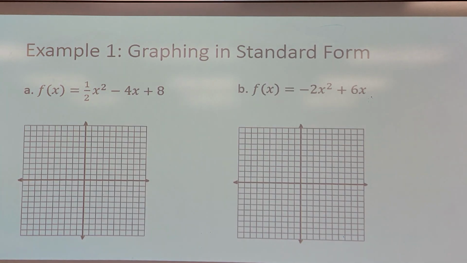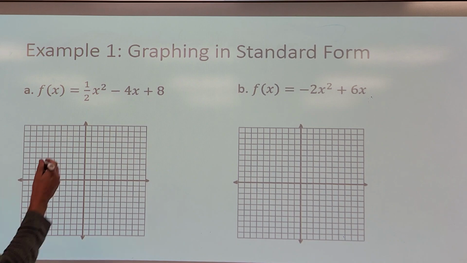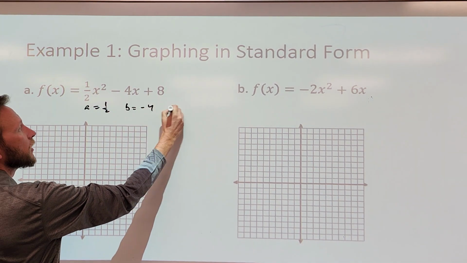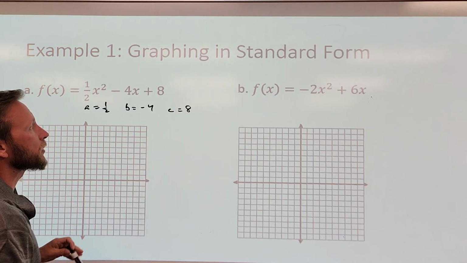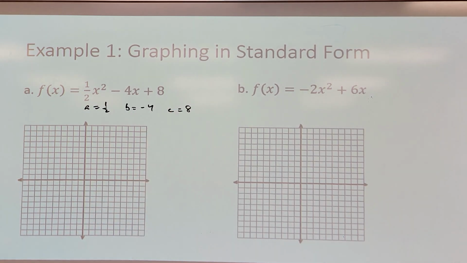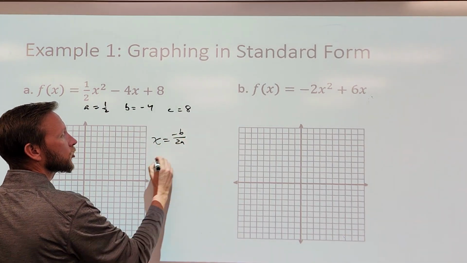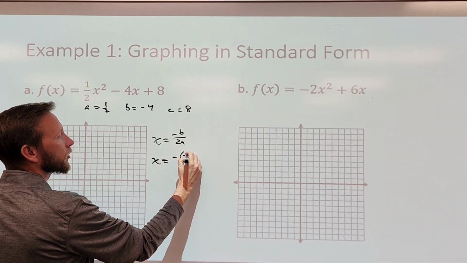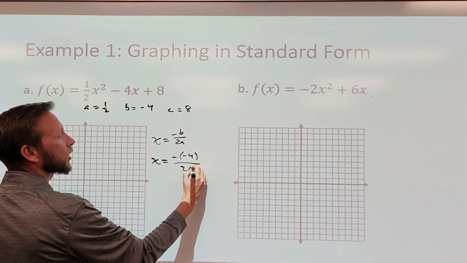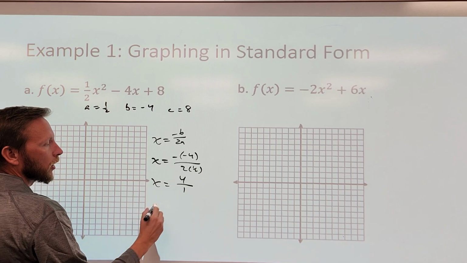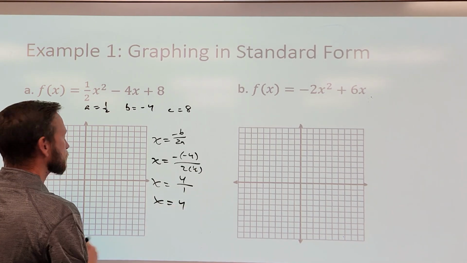So, given the standard form, we want to be able to identify a, b, and c, and we want to be able to graph these parabolas. In order to do that, we're going to find that x is the opposite of b over 2a, or in this case, the opposite of -4 over 2 times 1/2. So x is +4 over 1, which is 4.